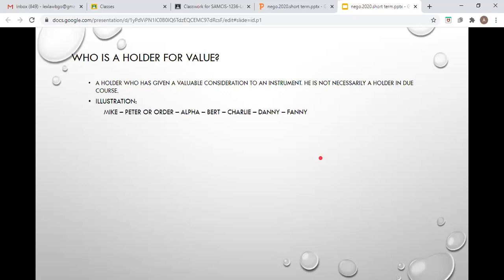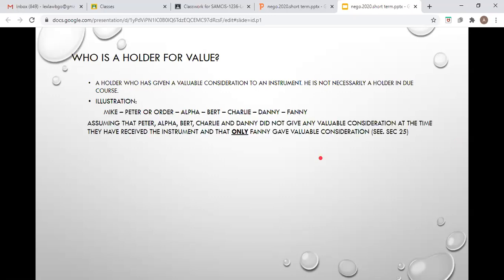Okay, so let's take a look at this illustration. Mike made a promissory note. He issued that to Peter or order. Peter later on negotiated that to Alpha, Alpha to Bert, Bert to Charlie, Charlie to Danny, and later on to Fanny, the present holder of the instrument.